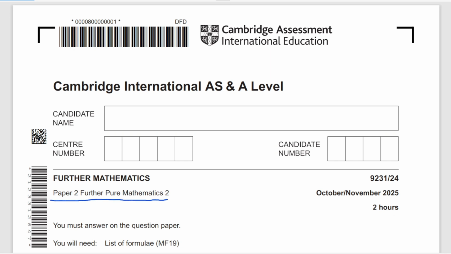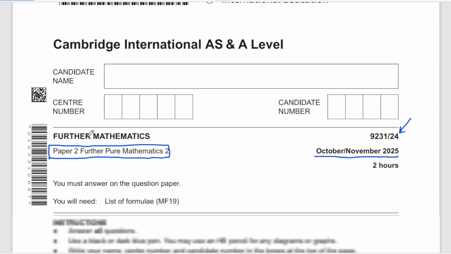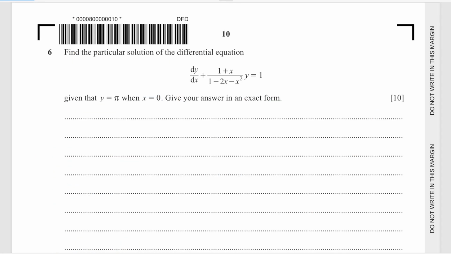This is CIE Paper 2 Further Pure Mathematics 2. And this is the most recent paper, October-November 2025, variant 24. In number 6, we need to find the particular solution of the differential equation dy/dx + (1 + x)/(1 - 2x - x²) times y = 1.